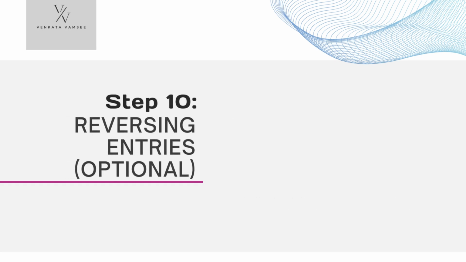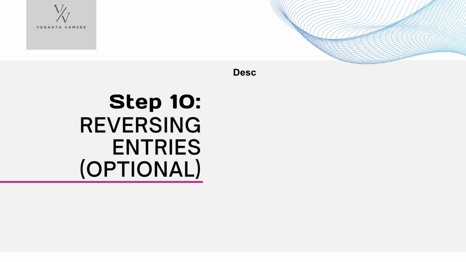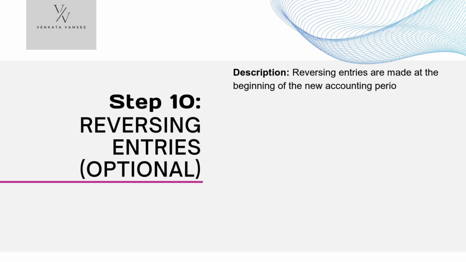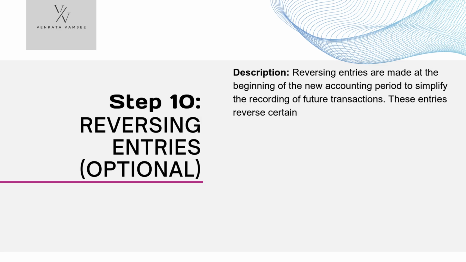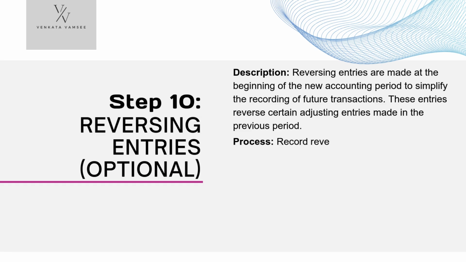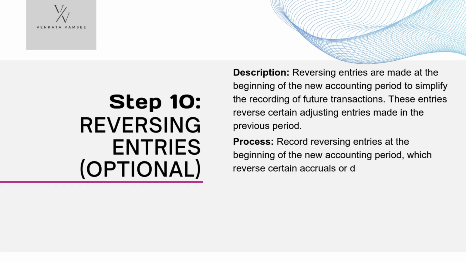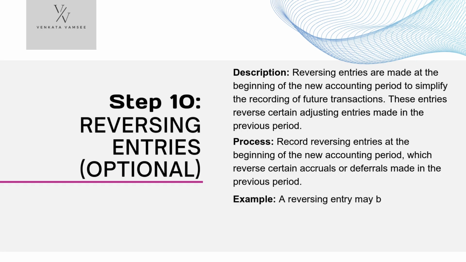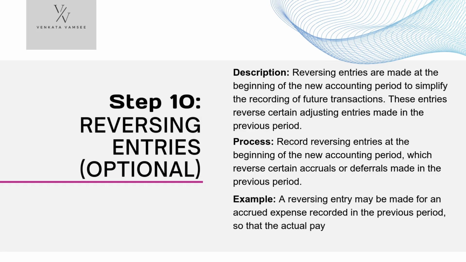Step 10. Reversing entries. Optional. Description. Reversing entries are made at the beginning of the new accounting period to simplify the recording of future transactions. These entries reverse certain adjusting entries made in the previous period. Process: record reversing entries at the beginning of the new accounting period, which reverse certain accruals or deferrals made in the previous period. Example: a reversing entry may be made for an accrued expense recorded in the previous period, so that the actual payment can be easily recorded when made.